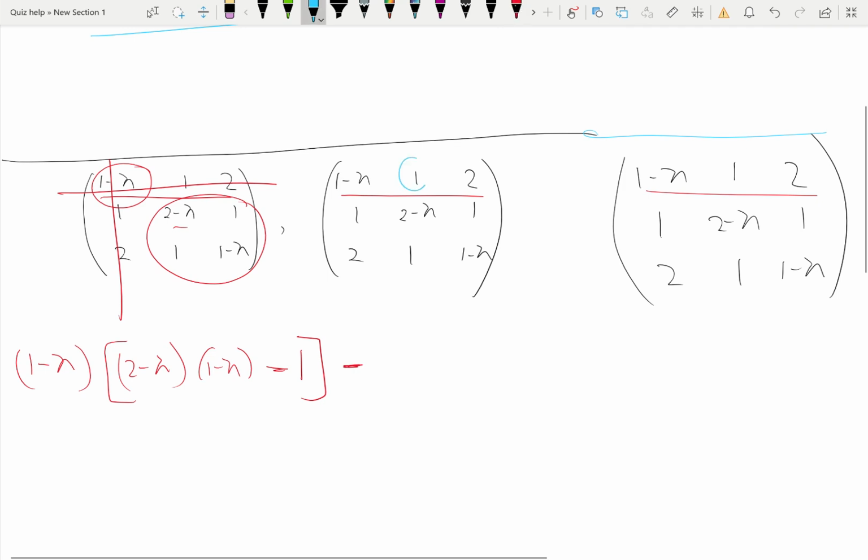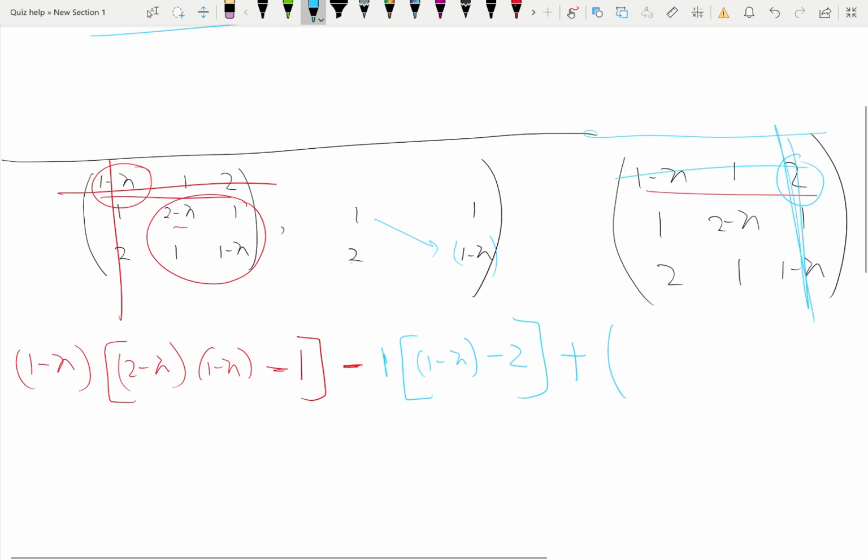Now the second element is 1 times, delete the column, delete the row. So what's left is, let's delete it really. What's left is 1 minus lambda. 1 times 1 minus lambda is 1 minus lambda. Always use parentheses for expressions, just like this. 2 times 1 is 2, negative 2. That's crucial. Now by default plus here, take the third element 2. So delete the row, delete the column. 2 times 1 times 1 is 1, minus 2 times 2 minus lambda is 2 times 2 minus lambda.